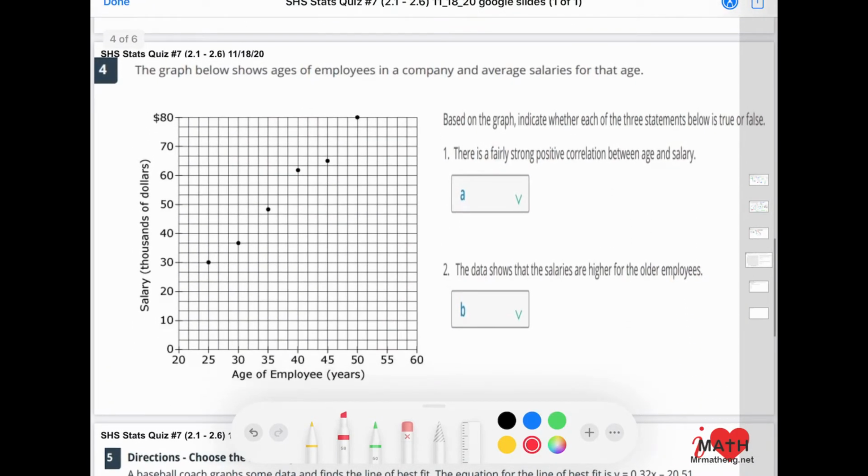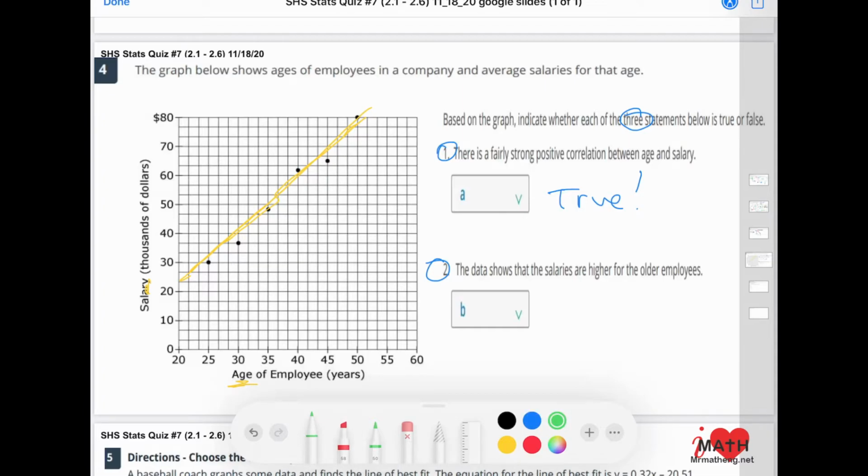Number 4. The graph below shows the ages of employees in a company and the average salaries for that age. Based on the graph, indicate whether each of the 3 statements below is true or false. Well, first of all, it says 3, but there's only 2, so that's fine. There is a fairly strong correlation between age and salary. So if I draw a line, is that pretty strong? I would say the answer here is true.